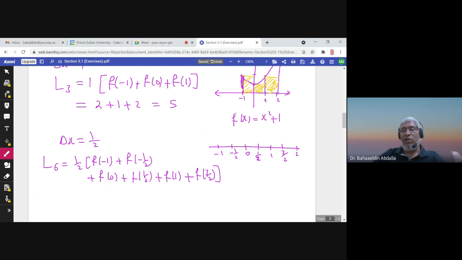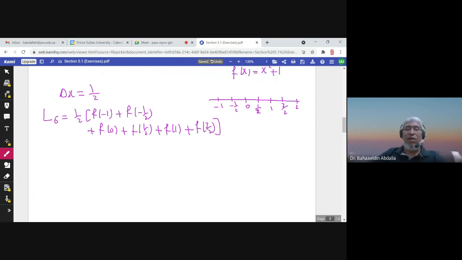You use the definition of the function, find the values, and try to get the answer here. And I can also help you with the answer. It would be 5.375 if you evaluate correctly. So this is the left endpoint method.